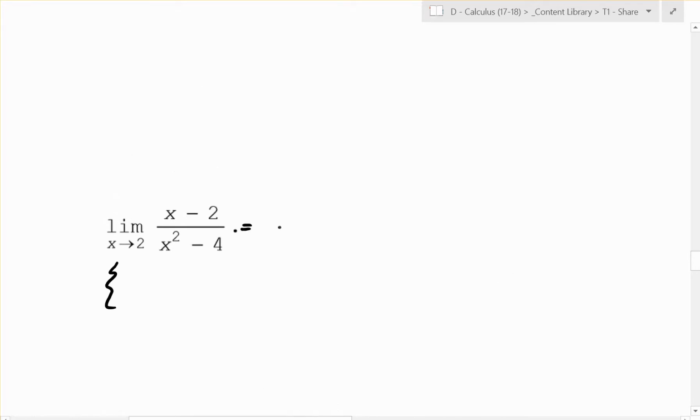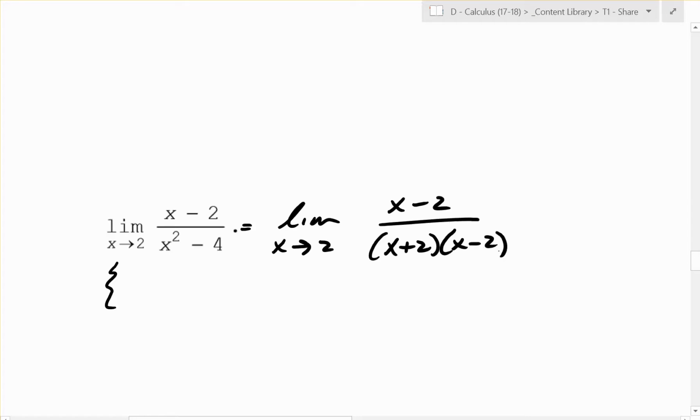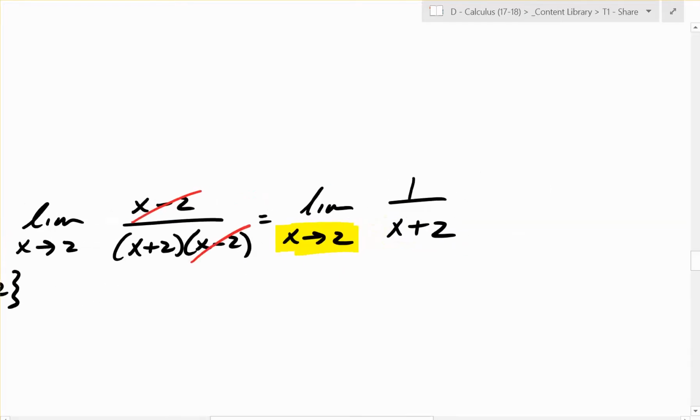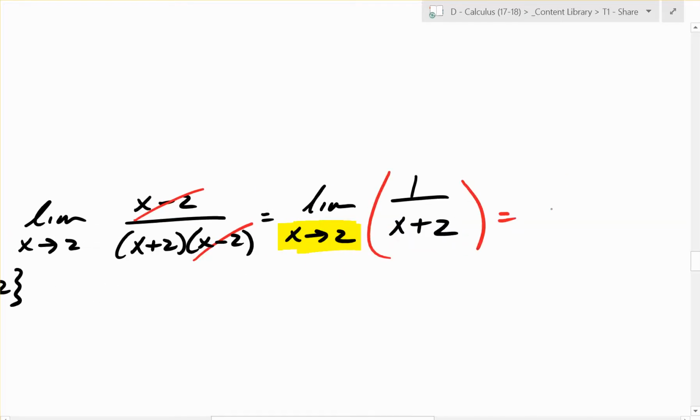If you do factor this function, let's factor it a little bit. So it's the limit as x goes to 2 of x minus 2 over x plus 2 times x minus 2. The domain is x such that x can't be 2 or -2. So you can't plug in 2 to the original function, but if you simplify, and as we know, when you simplify something like this, all you're doing is plugging the hole, which is fine in terms of the limits. With the limit as x goes to 2 of 1 over x plus 2, now, can you plug in 2 into the simplified form? You absolutely can. It's going to be 1 over 2 plus 2, which is 1 over 4.